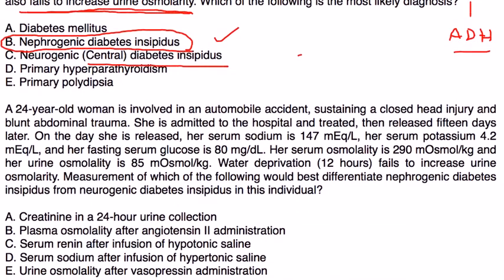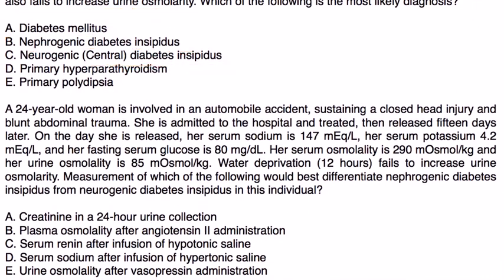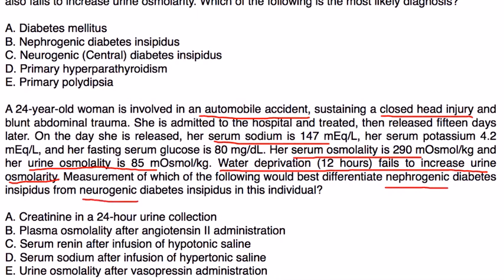And then one final one. A 24-year-old woman is involved in an automobile accident, sustaining a closed head injury and blunt abdominal trauma. She is admitted to the hospital and treated, then released 15 days later. On the day she is released, serum sodium is 147, potassium 4.2, fasting serum glucose is 80, serum osmolality is 290, and urine osmolality is 85. Water deprivation fails to increase urine osmolarity. Measurement of which of the following differentiates nephrogenic diabetes insipidus from neurogenic diabetes insipidus?